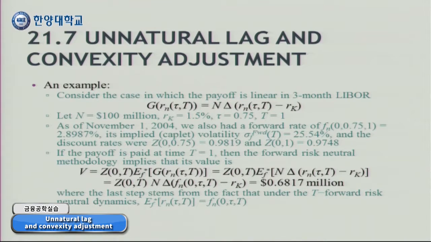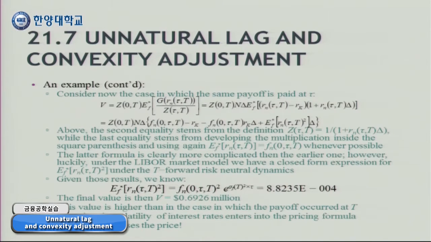So this is what we can do. But the question is, what if the cash flow occurs at tau? Consider now the case in which the same payoff is paid at tau, not at T. So we know the value should be greater than the previous one, and by how much? Now, simple. V is Z0T times the expected value of the payoff, and we have to put the money into the forward and then discount it. First, we have to send the money, because we receive money at small tau. We send the money into the future to tau, and we have to discount it.